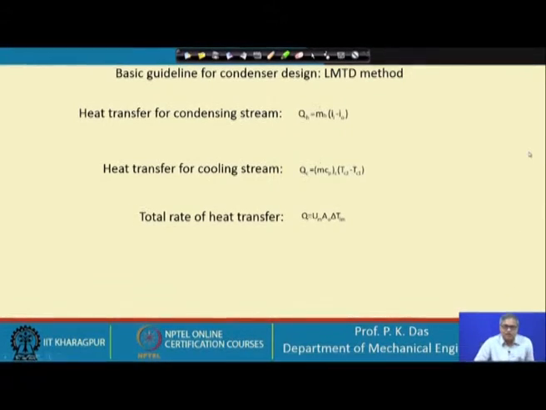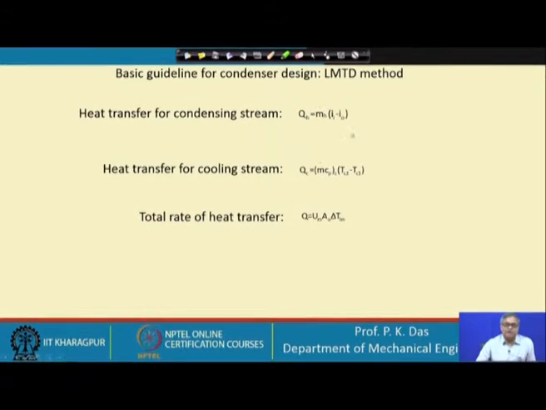So this is just a recapitulation. You will find that I am telling nothing new. I want to impress upon you that the basic design principle for any shell and tube heat exchanger is the same. For condensation some unique issues will come, which we will take care of.